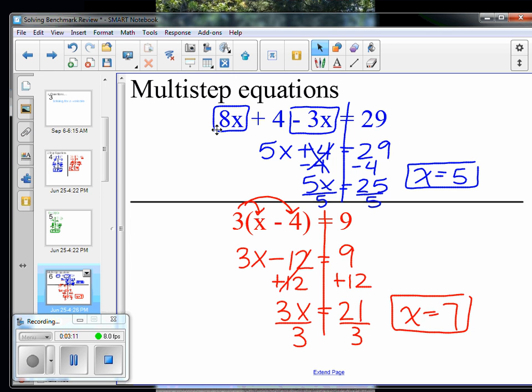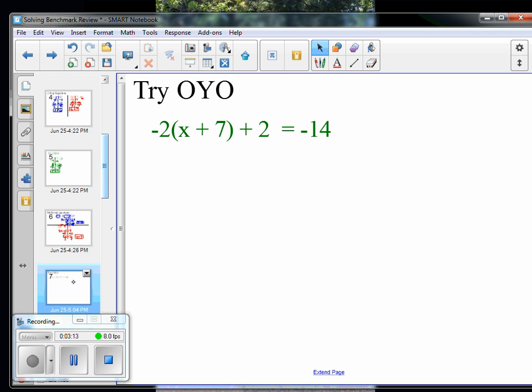All right. Go ahead and try this one on your own. It's kind of a combo of the two.